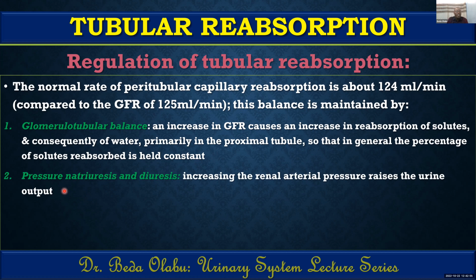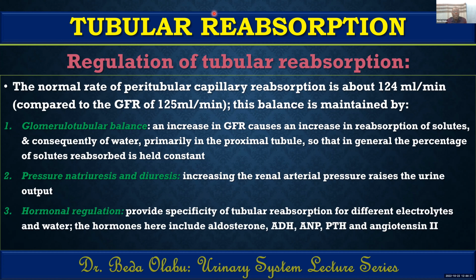Then there's another mechanism, pressure natriuresis and diuresis. This is based on the fact that when we increase the renal arterial pressure, the urine output also increases. If you increase the renal arterial pressure, we increase renal urine output. And if we reduce the renal arterial pressure, we reduce the urine output. If you remember that there's a particular period of autoregulation, so anything outside the autoregulatory window, this law will apply.